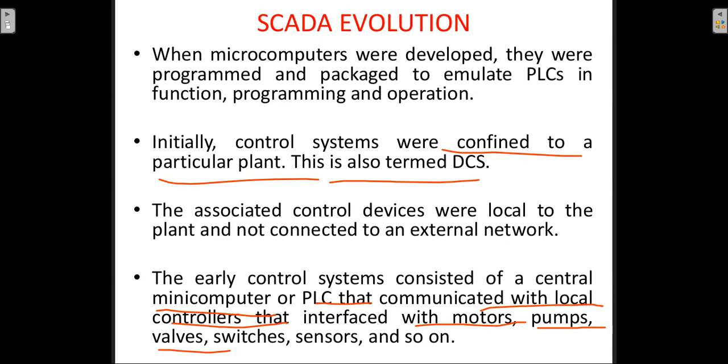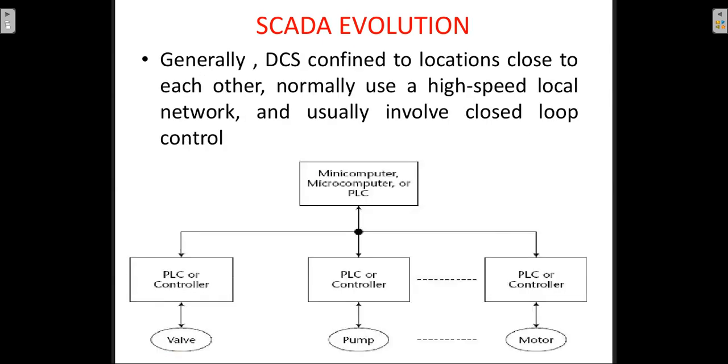So this was the typical scenario earlier, but as the technology developed, you can definitely see, or understand, in what way the overall system got changed. So the DCS is generally confined to locations close to each other, normally uses a high speed local network and usually involves closed loop control.